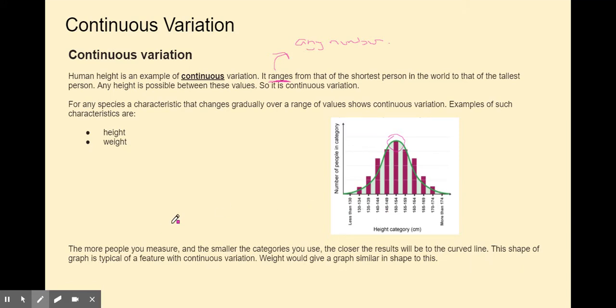The more people you measure, the smaller the categories you use, the closer the results will be to the curved line. So the shape of this graph is a common feature with continuous variation. Weight would give a similar graph. So the key thing to remember: continuous variation could be any number at all.